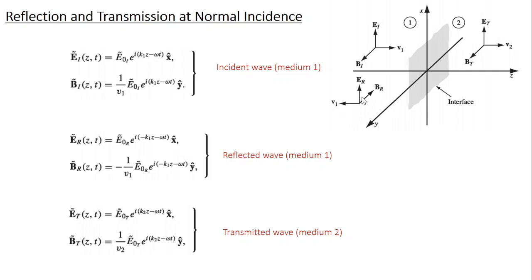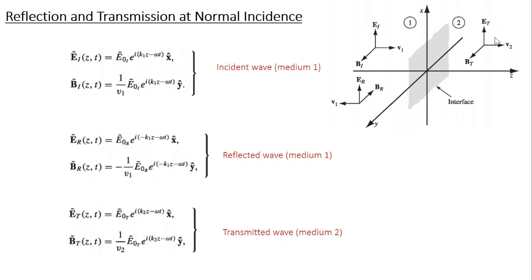What about the direction of magnetic field? So propagation vector, electric field and magnetic field: these three together constitute a right-hand system, meaning cross product of two gives the direction of the third vector. So take cross product of these two vectors, it is in the minus y direction, right? So to indicate that for magnetic field, you put a minus sign here. So this is B_R equal to minus 1 over V1 E naught R e to the power i(minus k1 z minus omega t) y cap.